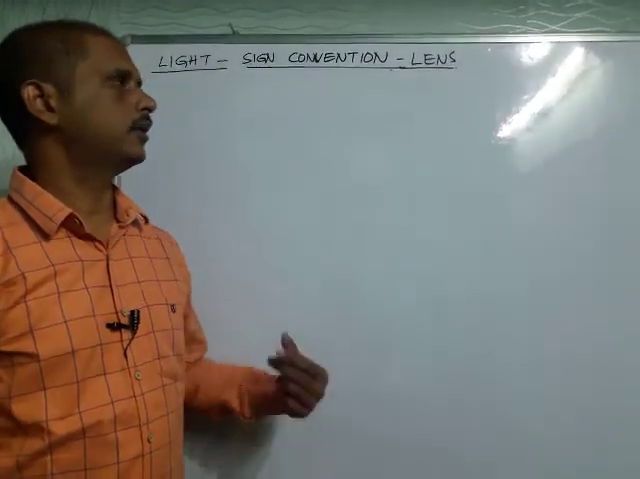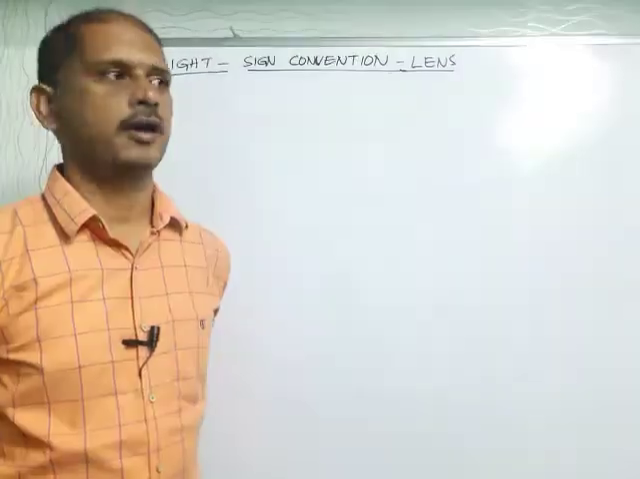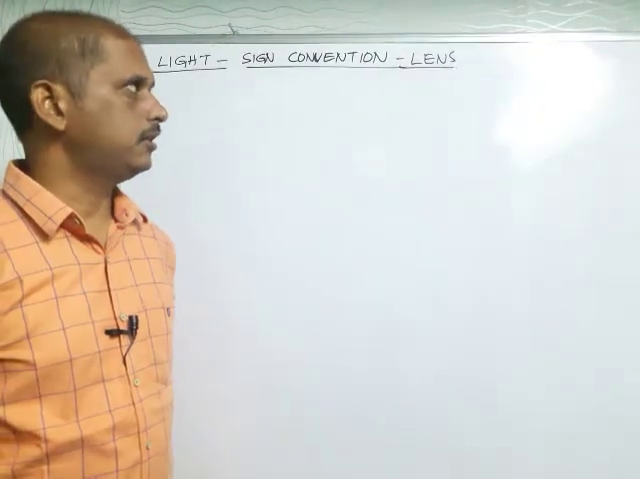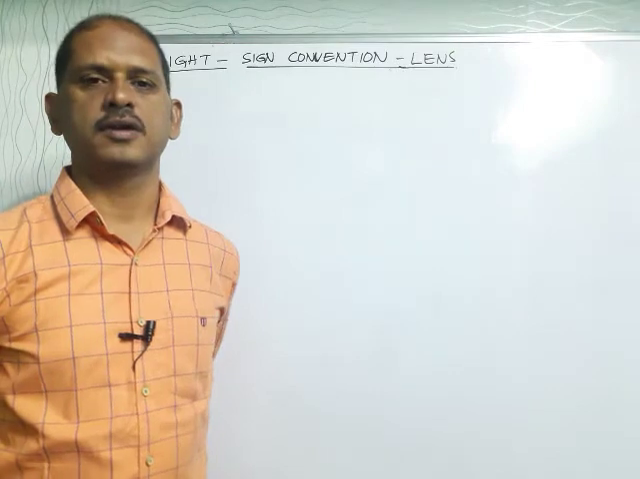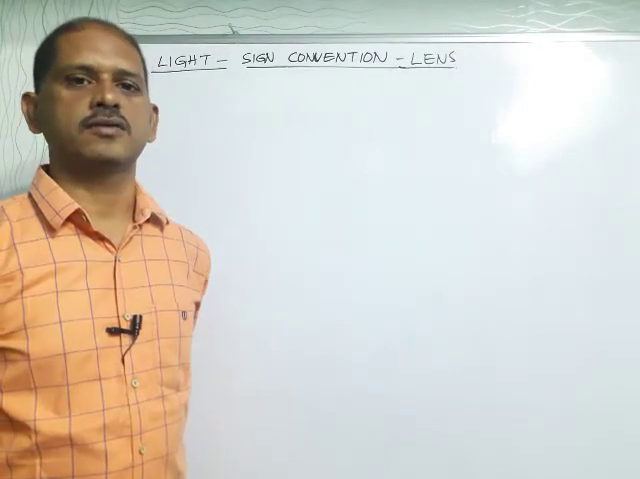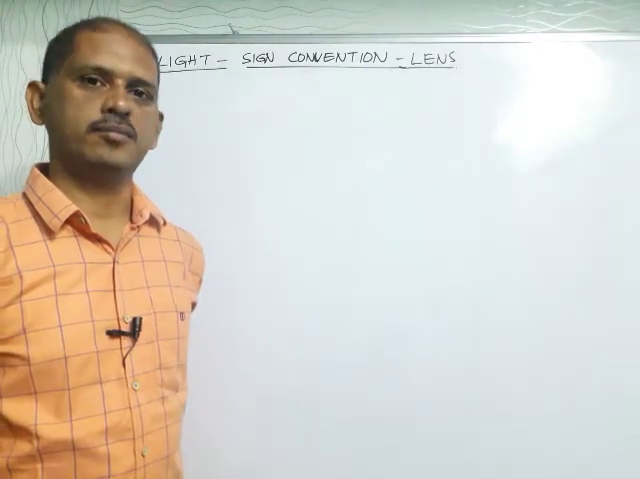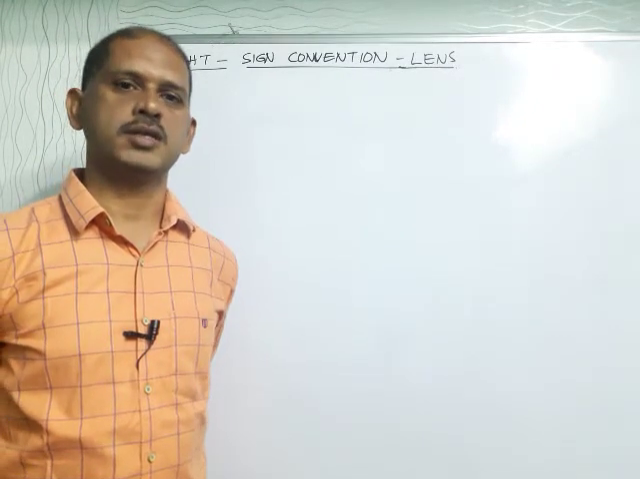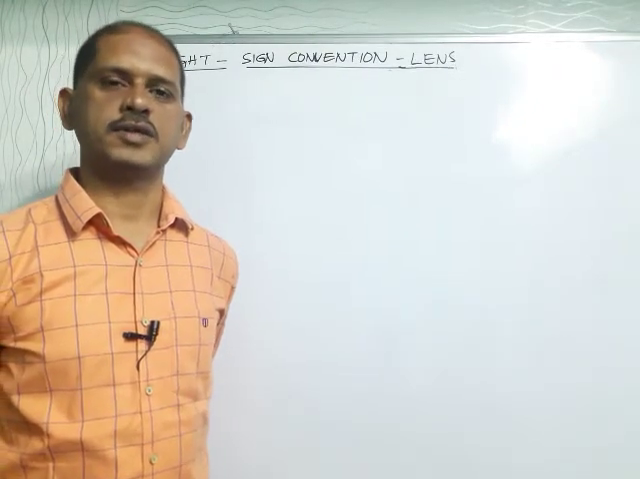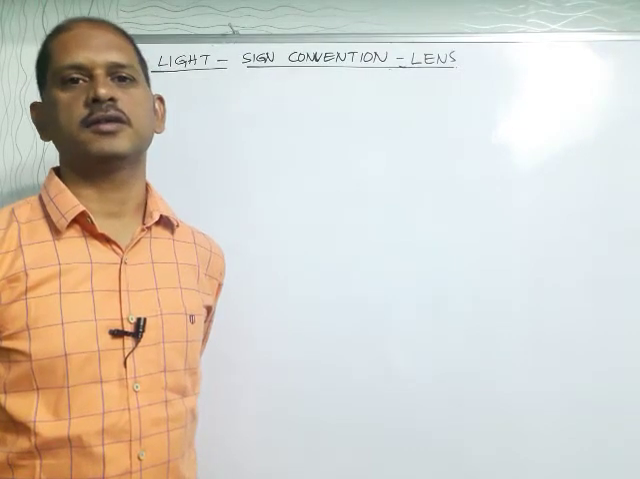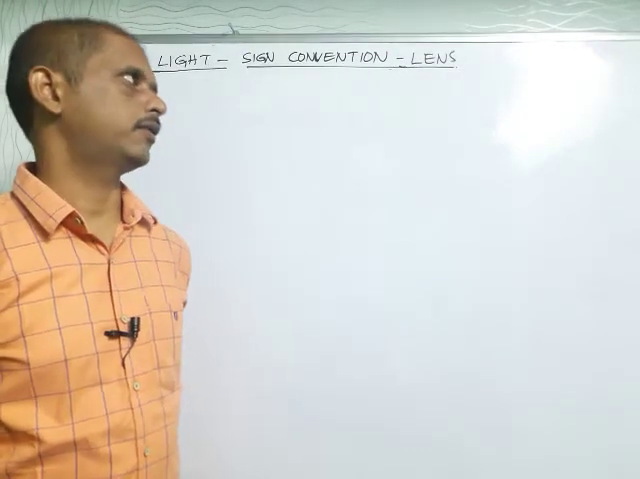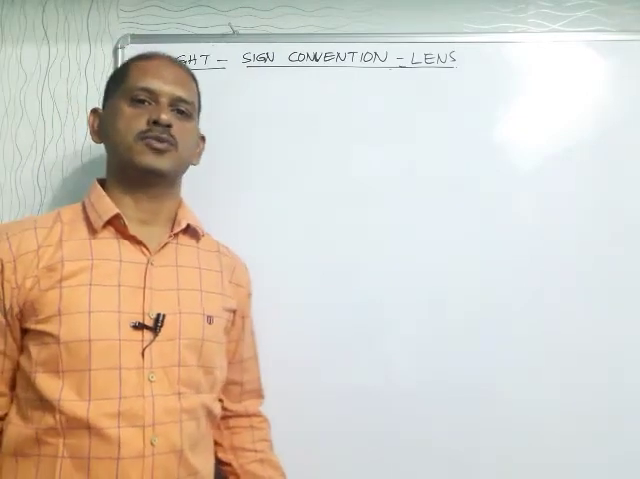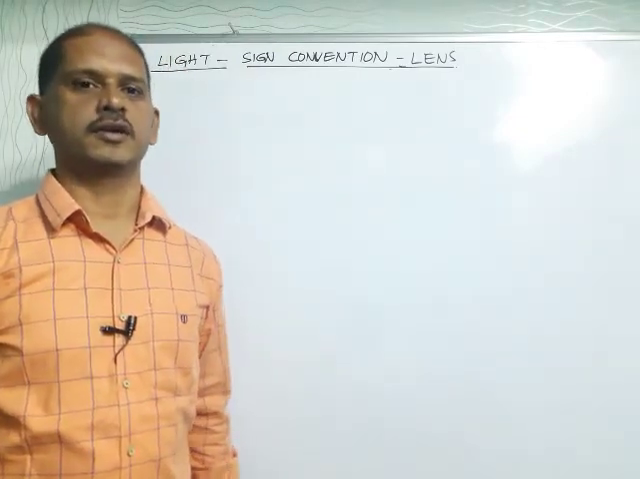Now how to take the sign convention regarding lens? Why? Because what is the need of sign convention? First of all, without sign convention we cannot measure the measurements like object distance or image distance or radius of curvature or focal length. If you want to measure, we have to take the sign convention. So sign convention means whether it is positive or negative we have to take.